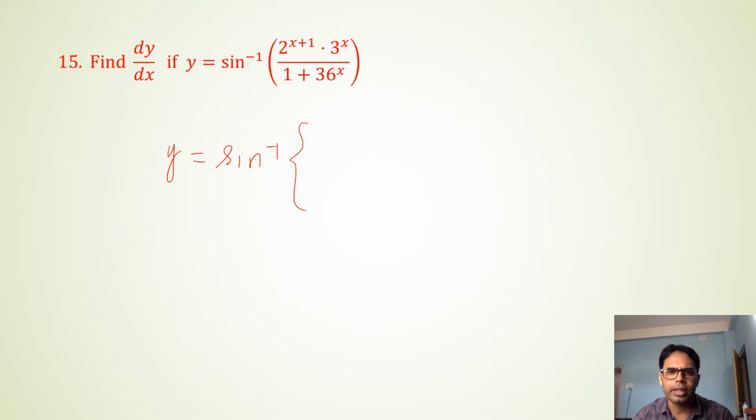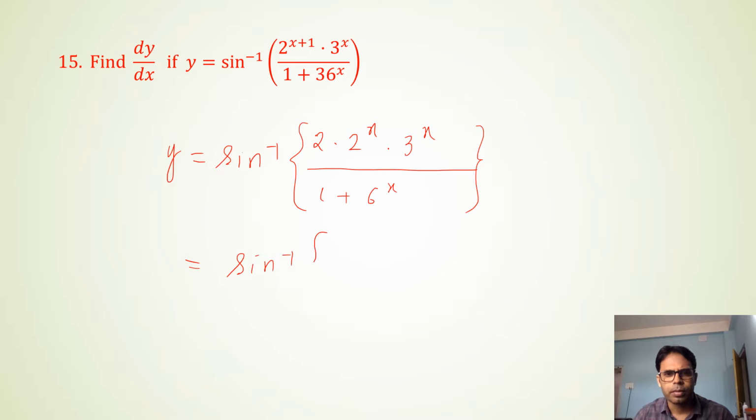So what about this 2 to the power x plus 1? The 2 to the power x plus 1 is written as 2 into 2 to the power x. A simple modification needed for solution of this question is here. It is 1 plus 6 to the power x. I think you understood this line. Do not take direct differentiation in this question because that will be a very hard, tough calculation. So sine inverse of this 2 is remaining here, and we can write it as 6 to the power x divided by 1 plus 6 to the power x, is it not? Because 2 into 2 to the power x into 3 to the power x is equal to 2 into 3 whole to the power x, that is 6 to the power x.